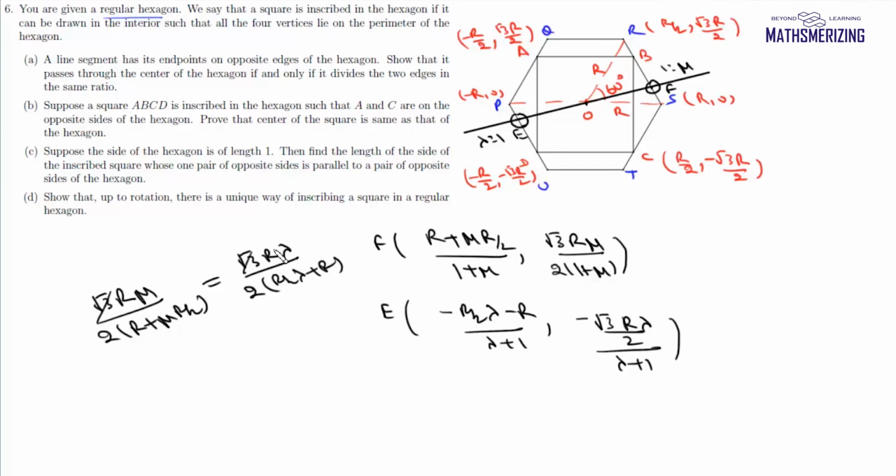We'll cancel root 3, we'll cancel this R, we'll cancel this 2, and we'll also cancel this R here. Then we can write mu upon 2 plus mu is equal to lambda upon lambda plus 2. So from here we can say lambda is equal to mu. If this line segment passes through the center of the hexagon, then it divides the two edges in the same ratio. So that's our first part.